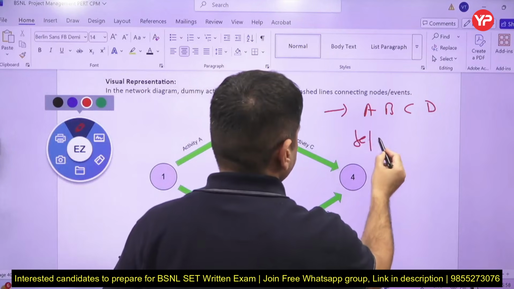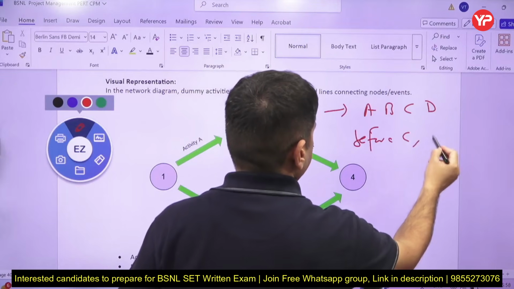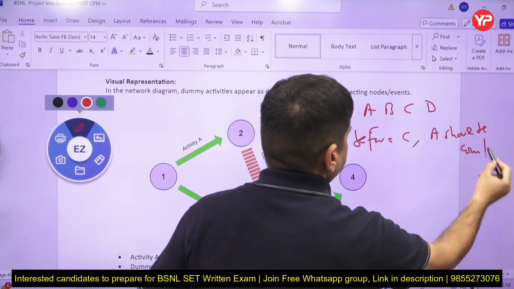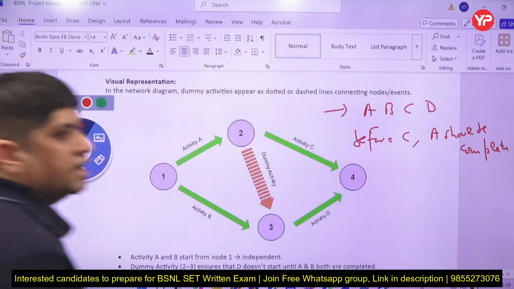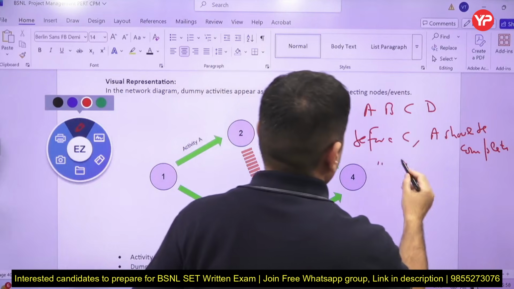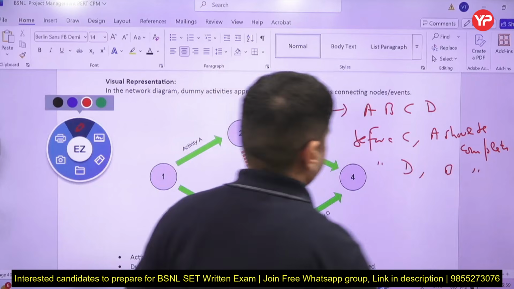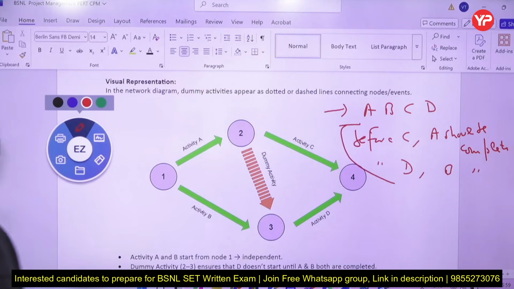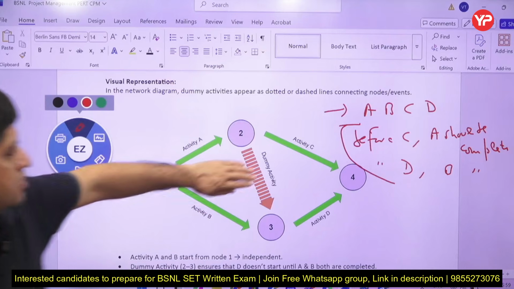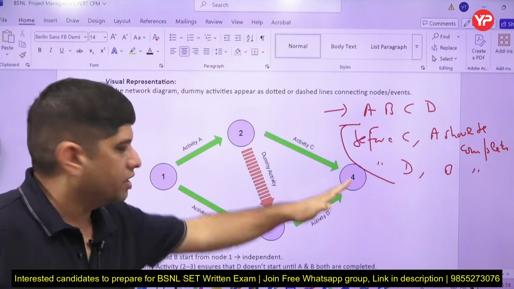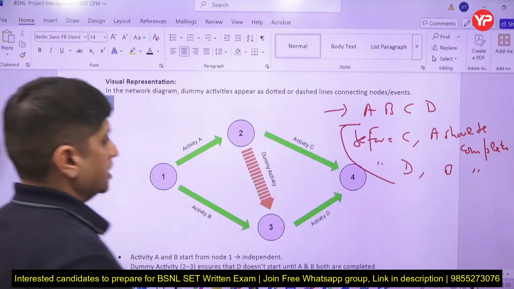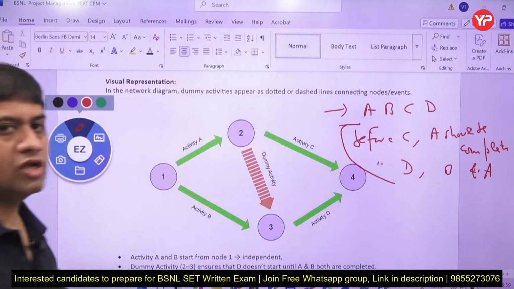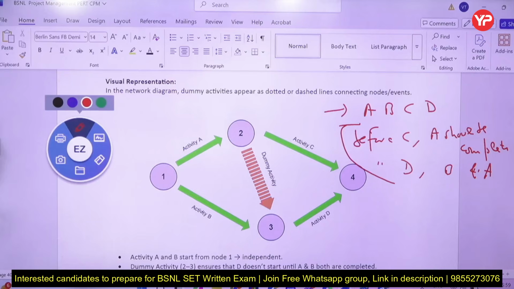Before C, A should be completed. Before D, B should be complete. Suppose this is a statement. There are 4 activities in a project. Before C, A should be complete. Before D, B should be complete. Then remove it and we have got 2 paths. Correct. But suppose I say before D, B and A should be complete. Then how shall you make the diagram? It cannot be made now without dummy activity.